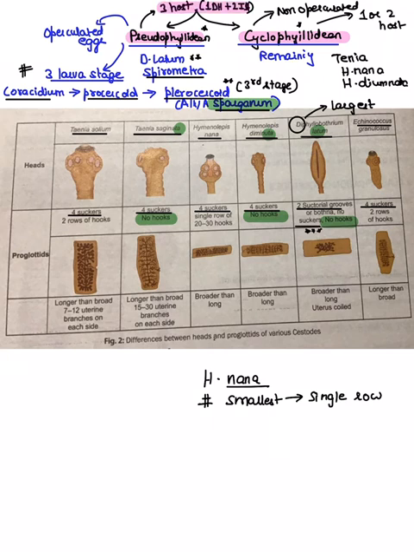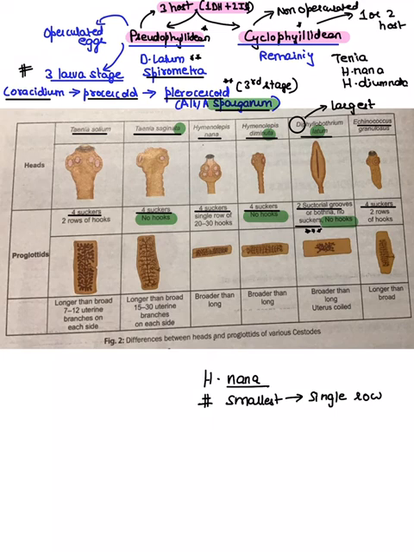Now coming on to the cyclophyllidean, they have non-operculated eggs, unlike the pseudophyllidean. They do not have those three larval stages. They have either one or two hosts. If only one host is present, that is the definitive host. If two hosts are present, one is the definitive host and the other is the intermediate host. Now what organisms come under pseudophyllidean? There are two organisms, Diphyllobothrium latum and Spirometra.